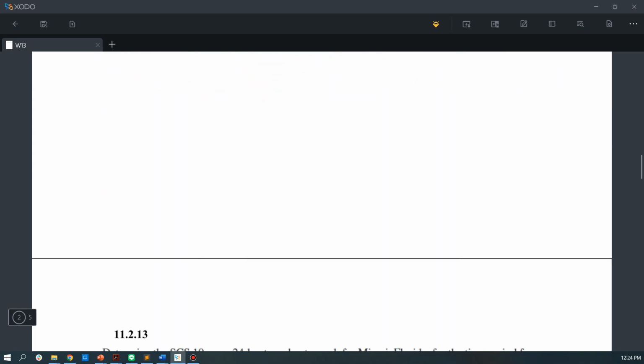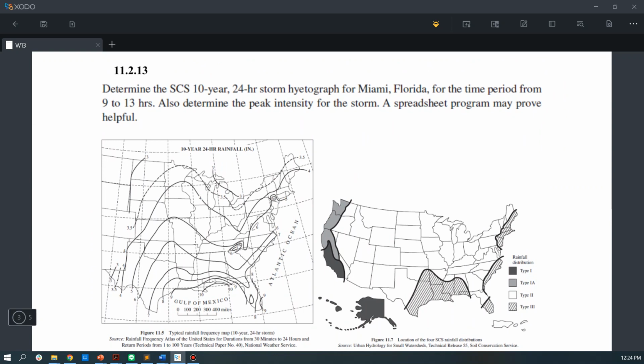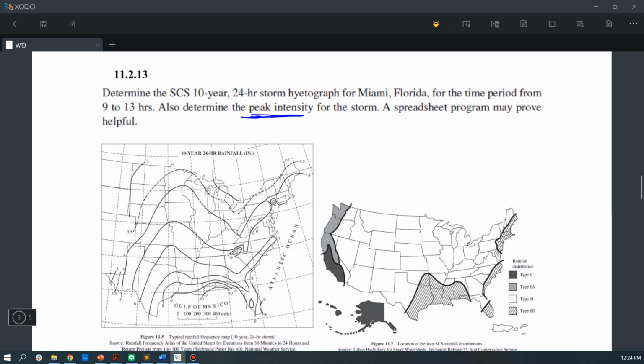Let's go to the next problem, the problem 11.2.13. In this problem, we want to determine the SCS 10-year 24-hour storm hydrograph for Miami, Florida for the time period from 9 to 13 hours. Also, we want to determine the peak intensity for the storm. So, to determine the hydrograph at this location, we need to first identify the overall rainfall for this 10-year 24-hour storm.